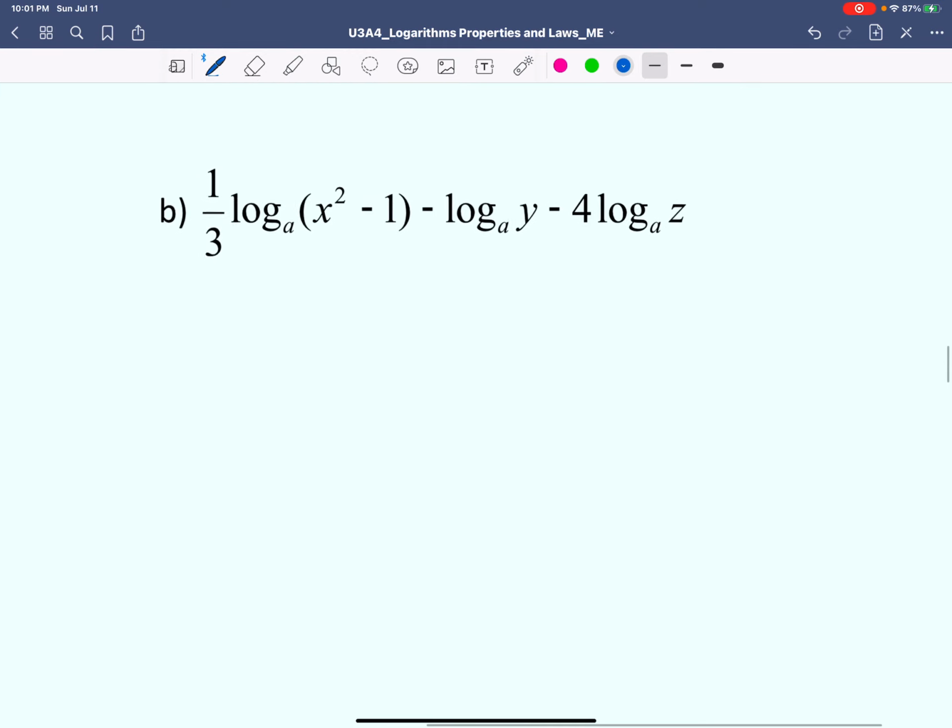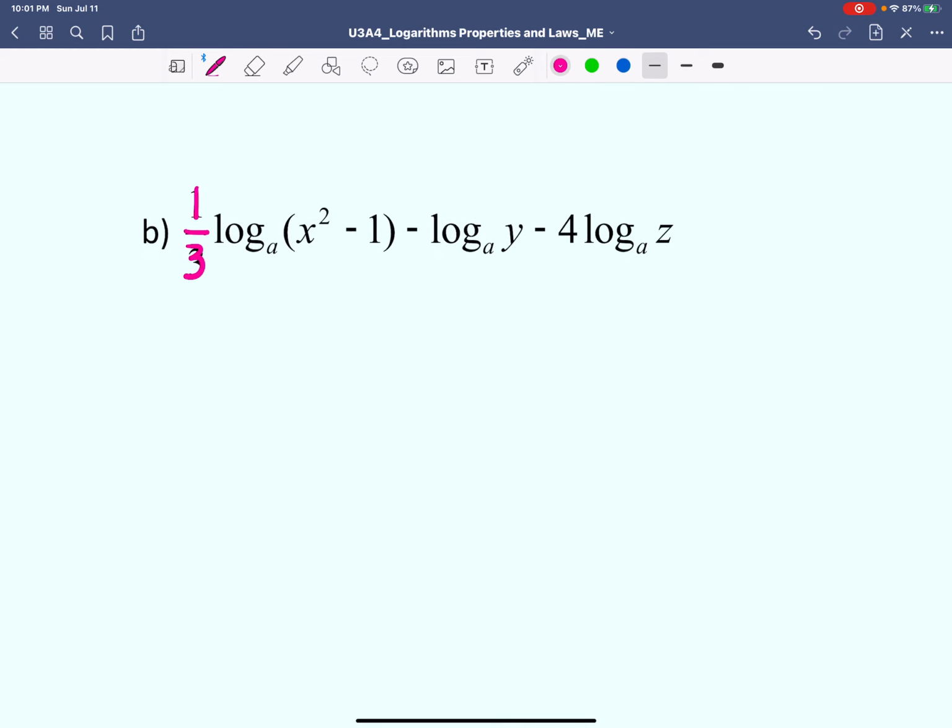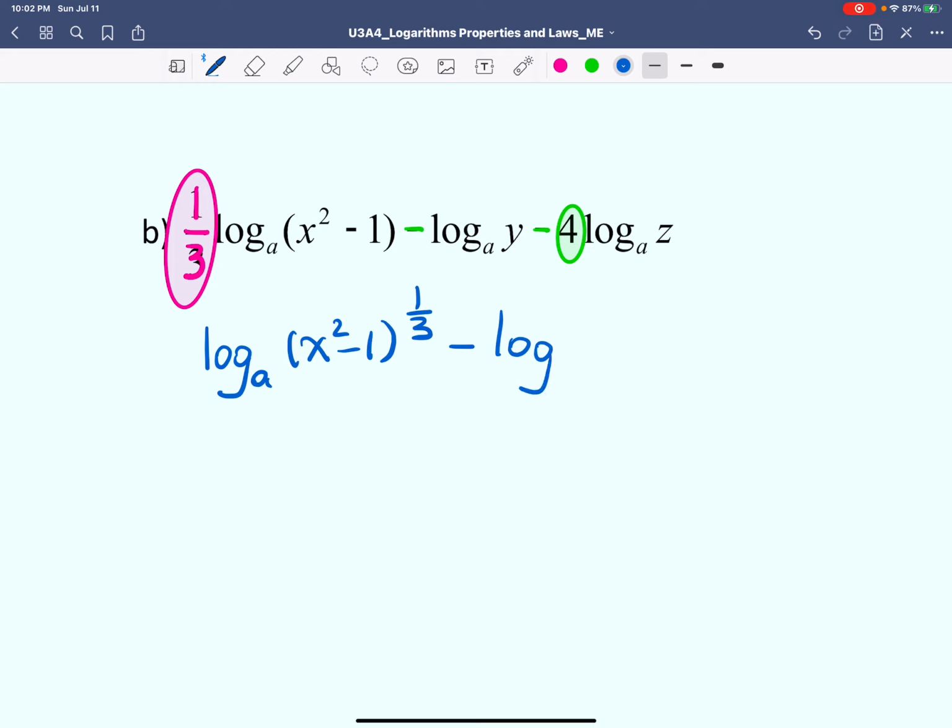The next question, we have 1/3, so that's a positive, log with base a of x squared minus 1, minus log with base a of y, minus 4 log a z. So again, we're going to have to write log a only once because we want a single log. Sorry, here we go. So first thing that we want to do is bring the power in. So we have a power of 1 over 3. And we have a power of 4, right? So power coefficient, same idea. So we have log with base a of x squared minus 1 to the power of 1 over 3 minus log with base a of y minus log with base a of z to the power of 4.